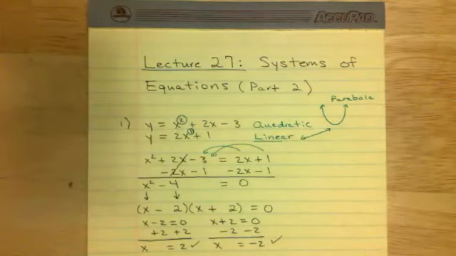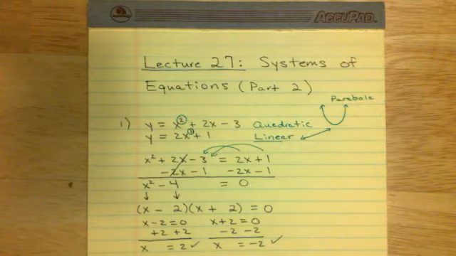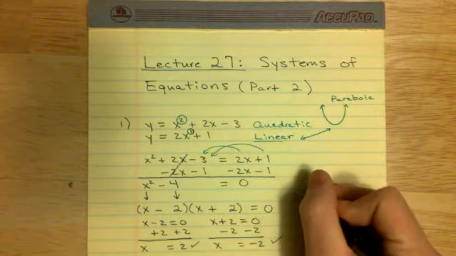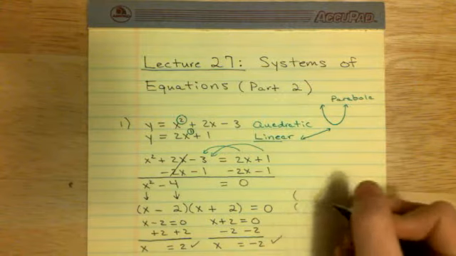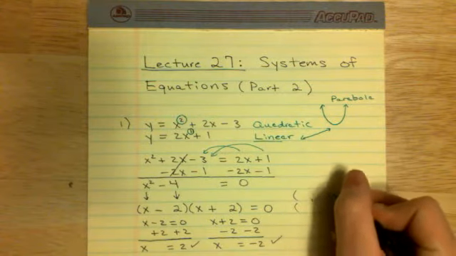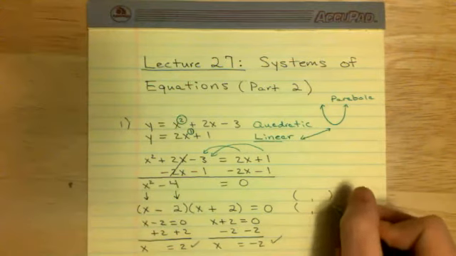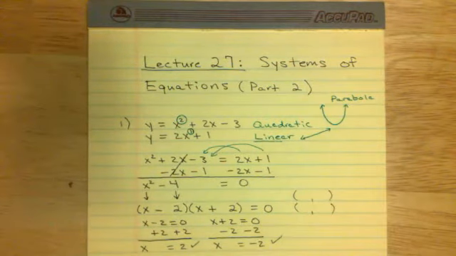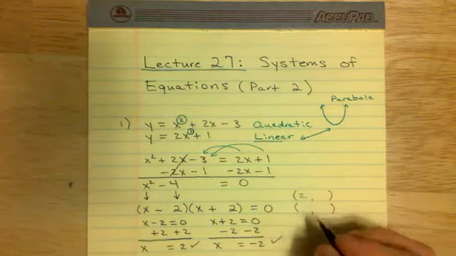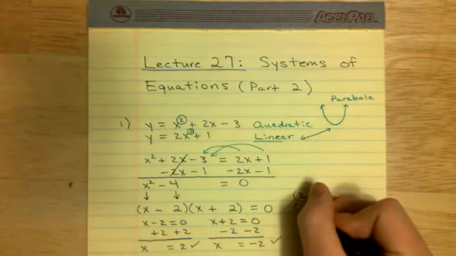All right, so now I have my x values. I can start making my ordered pairs now since I know what the x values are. I'm going to have an ordered pair with an x coordinate and a y coordinate. So the first point, I'm going to put in positive 2, and the second point, I'm going to put in negative 2.